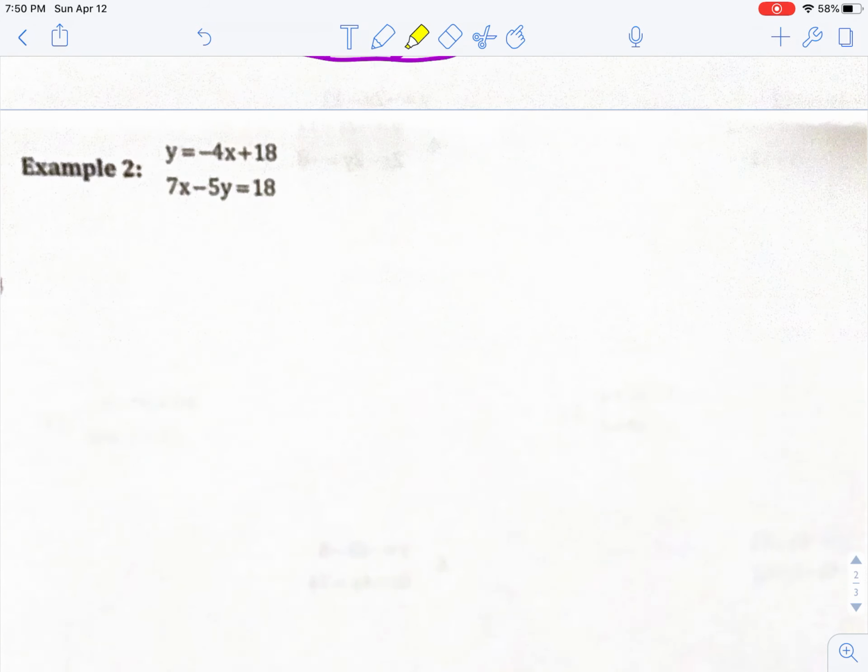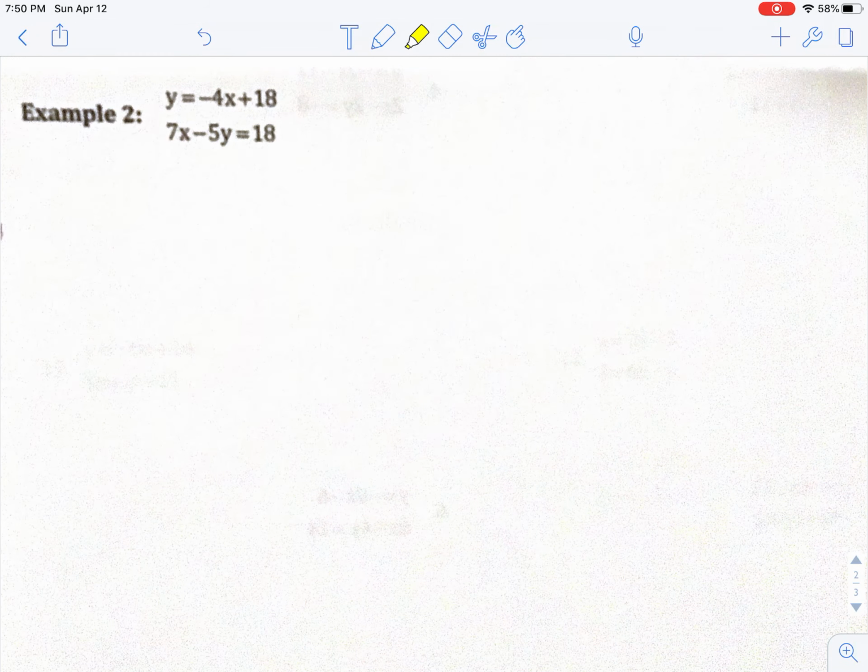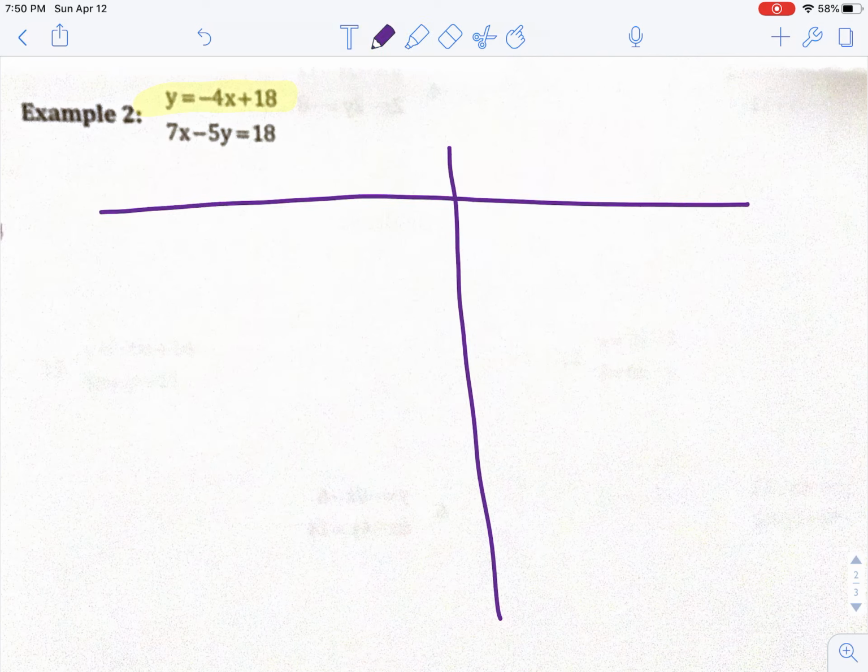Let's try another one. Okay, so same thing. Right away, look for the equation that has y by itself or y equals. You'll notice it's this first equation. It's just y equals. So when we go to draw our t-chart, copy your equations.